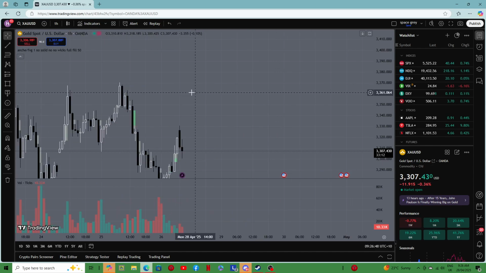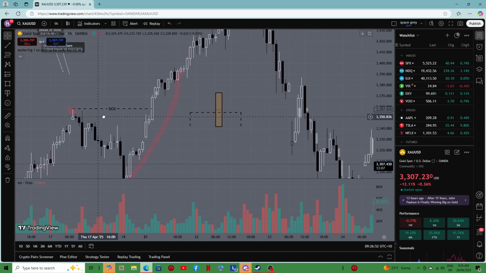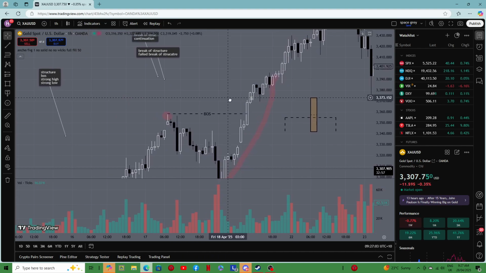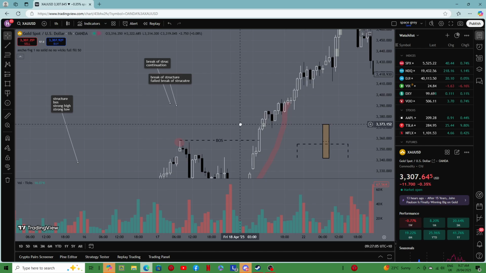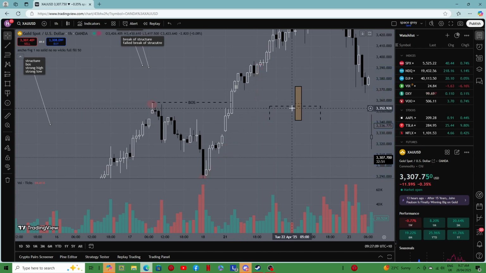The break of structure is when the price is moving above the previous higher high and is greater than 50% of the candle. If it's not, then it's a failed break of structure and the risk is increased because it's not as strong. The trend isn't as strong.